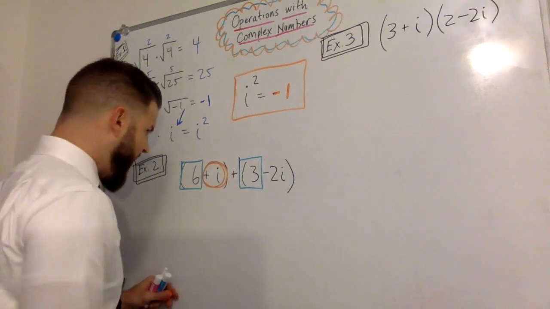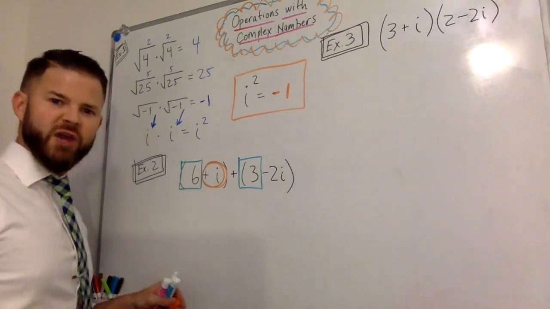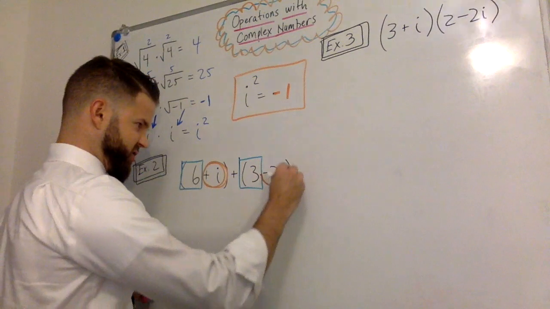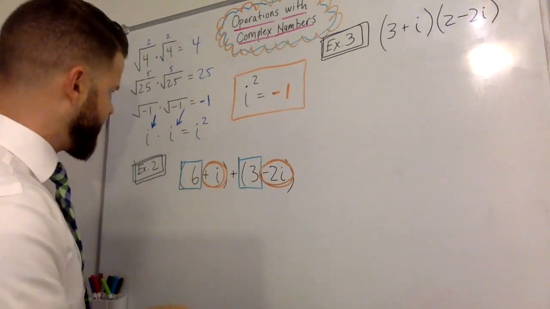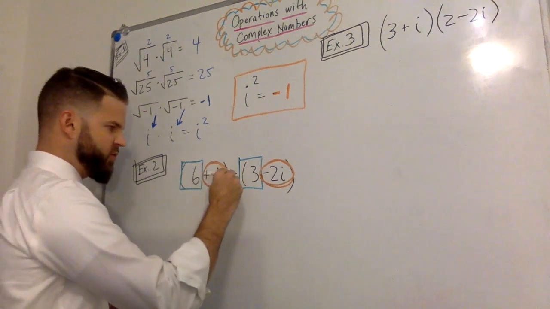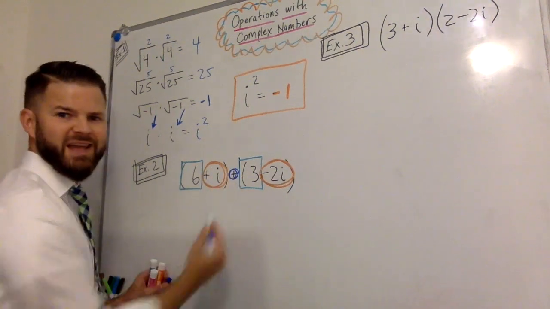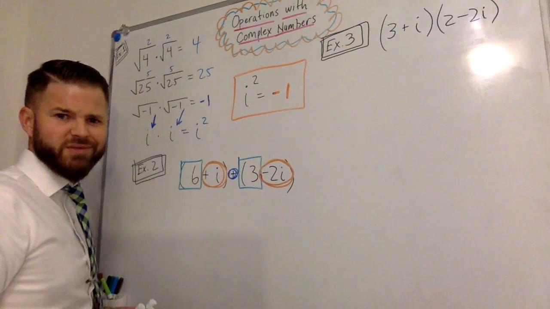Yeah, just like it's a 2i, -2i. Looks like just this 2i right here. So what I'm going to do is take whatever that operation tells me to do, this guy right in the middle. In this case, it says to add. I'm going to add my like terms.